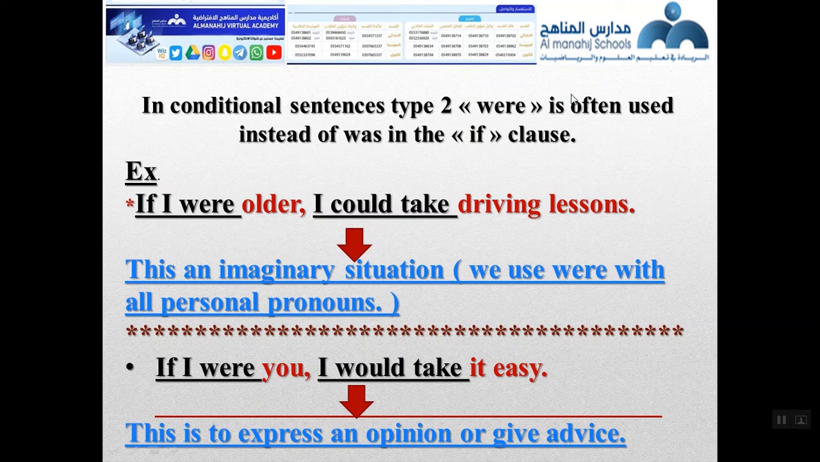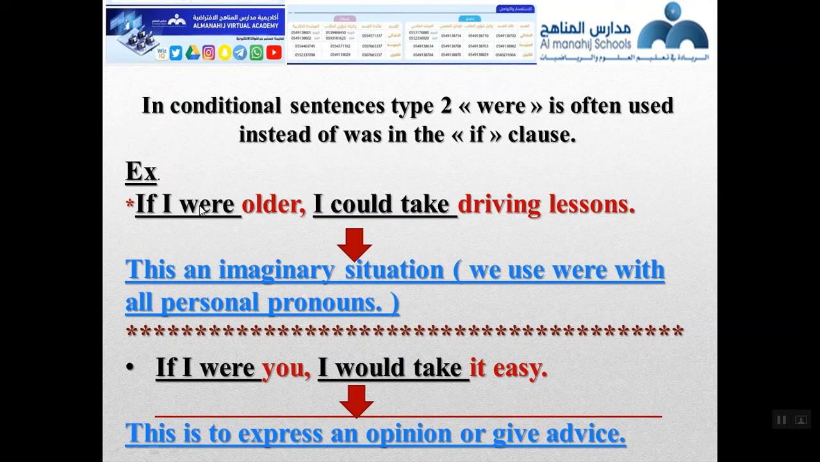In conditional sentences type 2, I can use were. Were here is often used instead of was in the if clause. Like here, if I were, it's supposed to use was here instead of were. I was, he was, she was, it was, singular noun like Omar was.